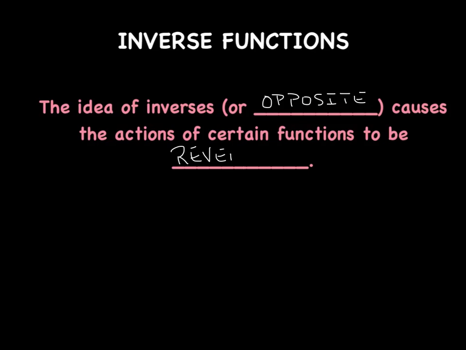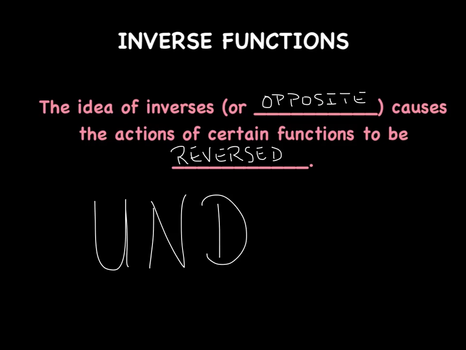Okay, so for instance, in common day life, instead of going forward, we'll go backwards. Instead of going left, we're now going to go right. We're just going to reverse the process, create an opposite effect. In other words, we're going to undo the actions of certain functions.